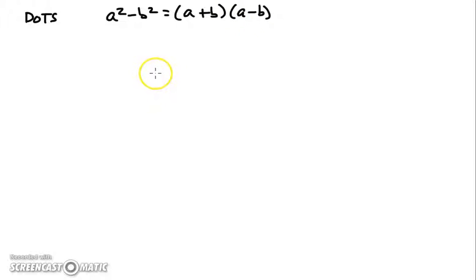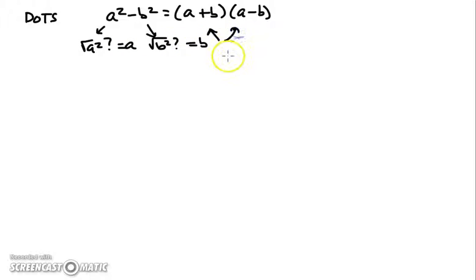So the trick here is we want to look and see if we only have two terms. First, we're going to check for our greatest common factor. If we don't have one of those, or even if we do, the next thing we want to do is look at this term here. Can you take the square root of that number? Can you take the square root of that number? And if you can, the square roots, in this case a and b, are going to be put into this set of parentheses.